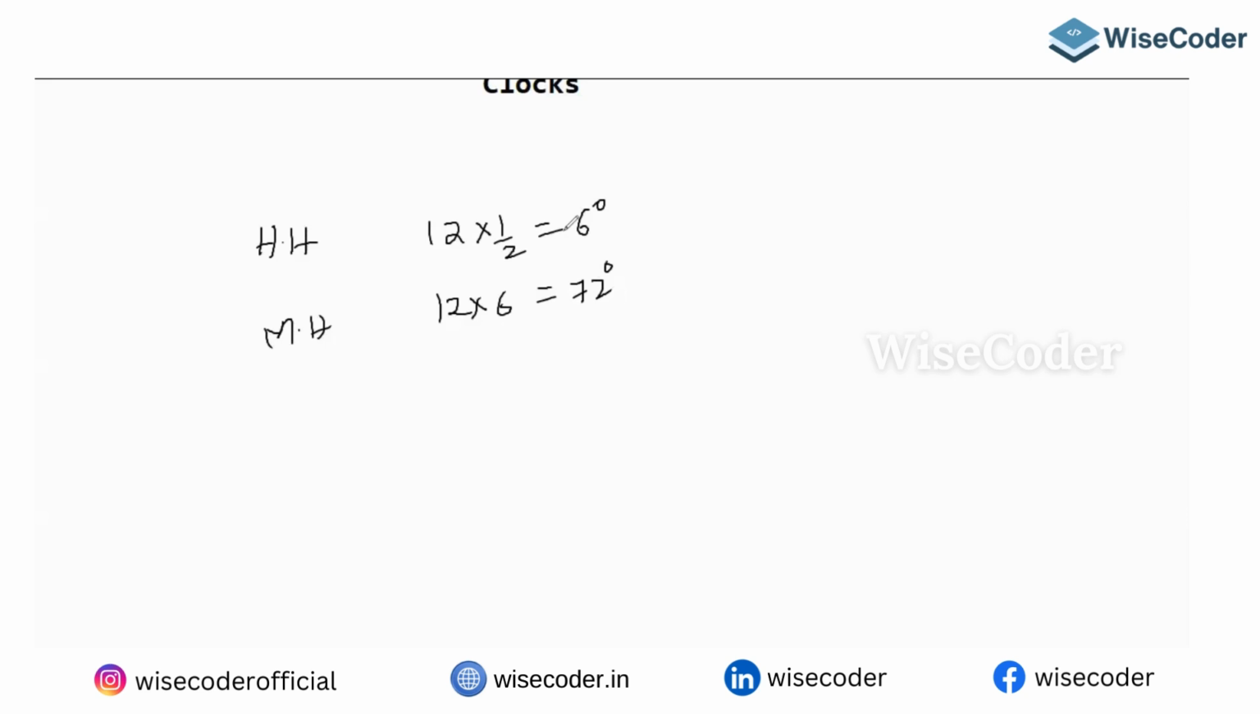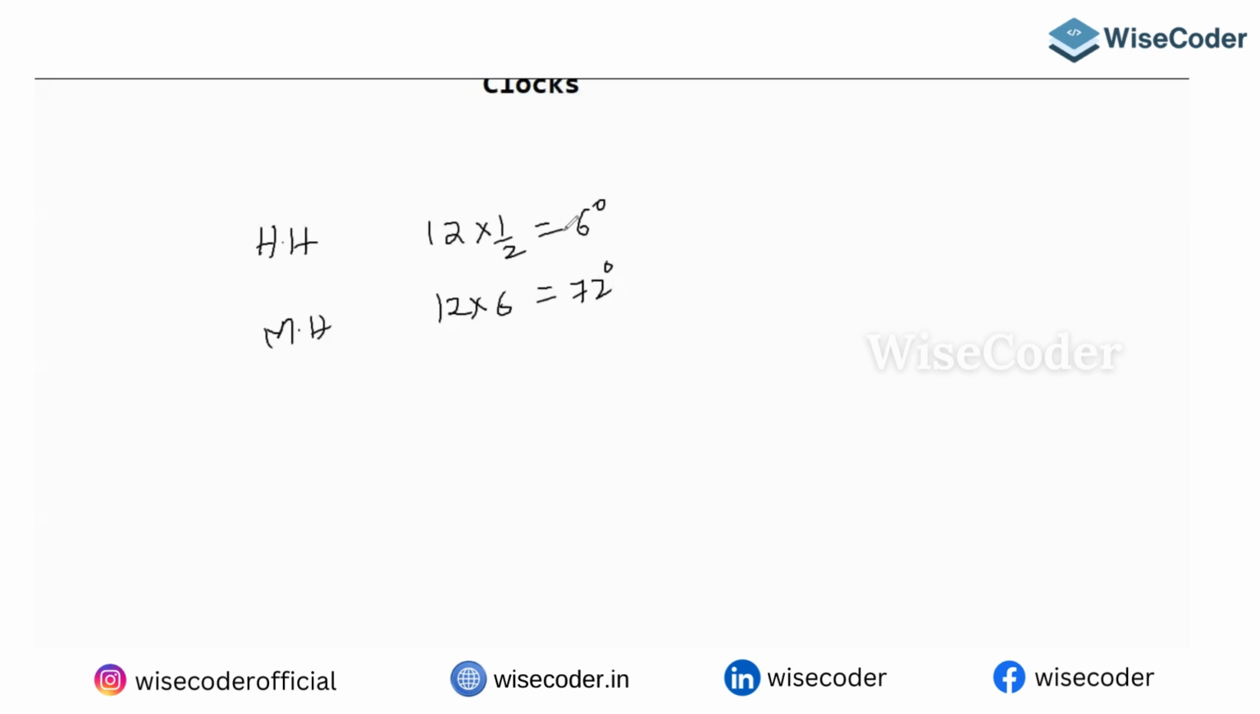Hence the hand moves by 6 degrees in 1 minute. So the answer for this question is what, guys? 72 degrees. Okay, 72 degrees. Next question.